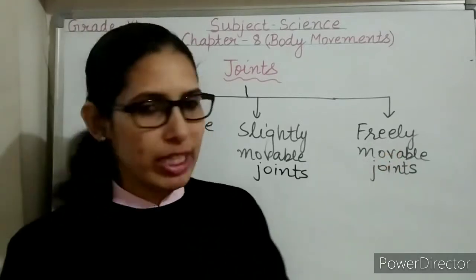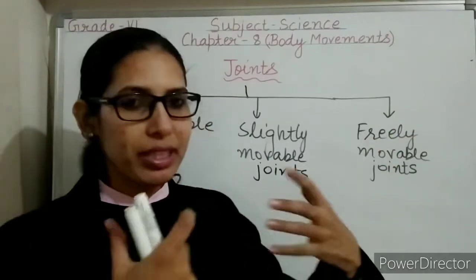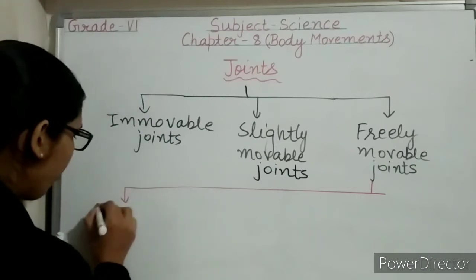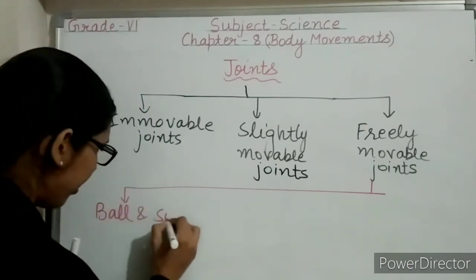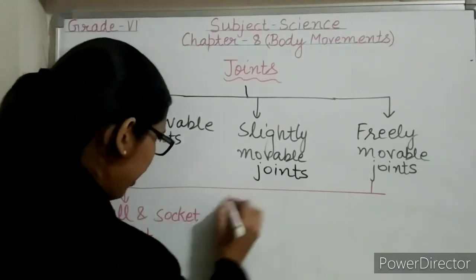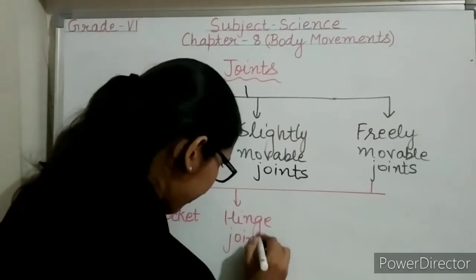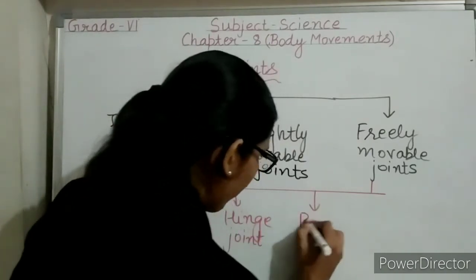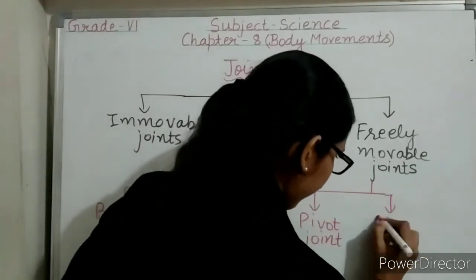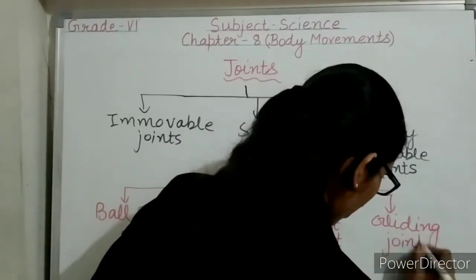Next is freely movable joints. Freely movable joints allow a variety of movements. These joints are further classified into 4 categories. First is ball and socket joint. Next is hinge joint. Third is pivot joint. And the last one is gliding joint.